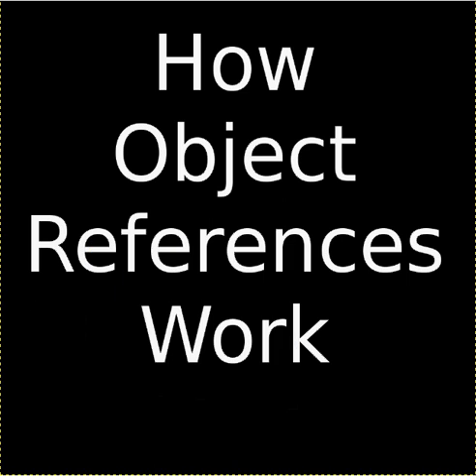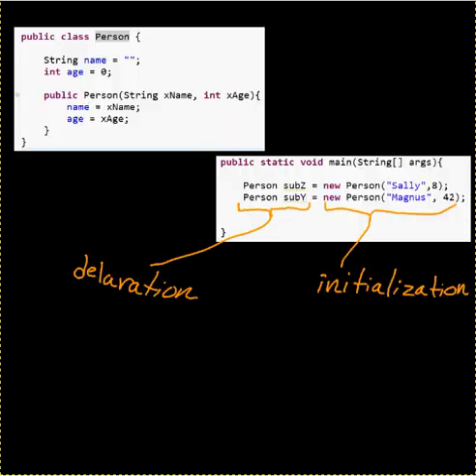Alright, so today in this video, I'm just going to teach you a little tiny thing about how object references work. Even though you might think that it's not very significant, it's actually very important in how you're going to approach variables in any programming language, especially in Java. So, there's a difference between declaration and initialization of a variable.